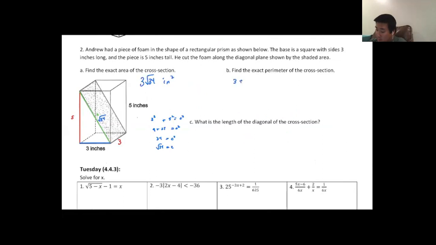Find the exact perimeter. So that's 3 plus 3 plus square root 34 plus square root 34. This is 6 plus, and then when you add these, you keep them, and then you put a 2 because you have 2 of them. What is the length of the diagonal of the cross section?